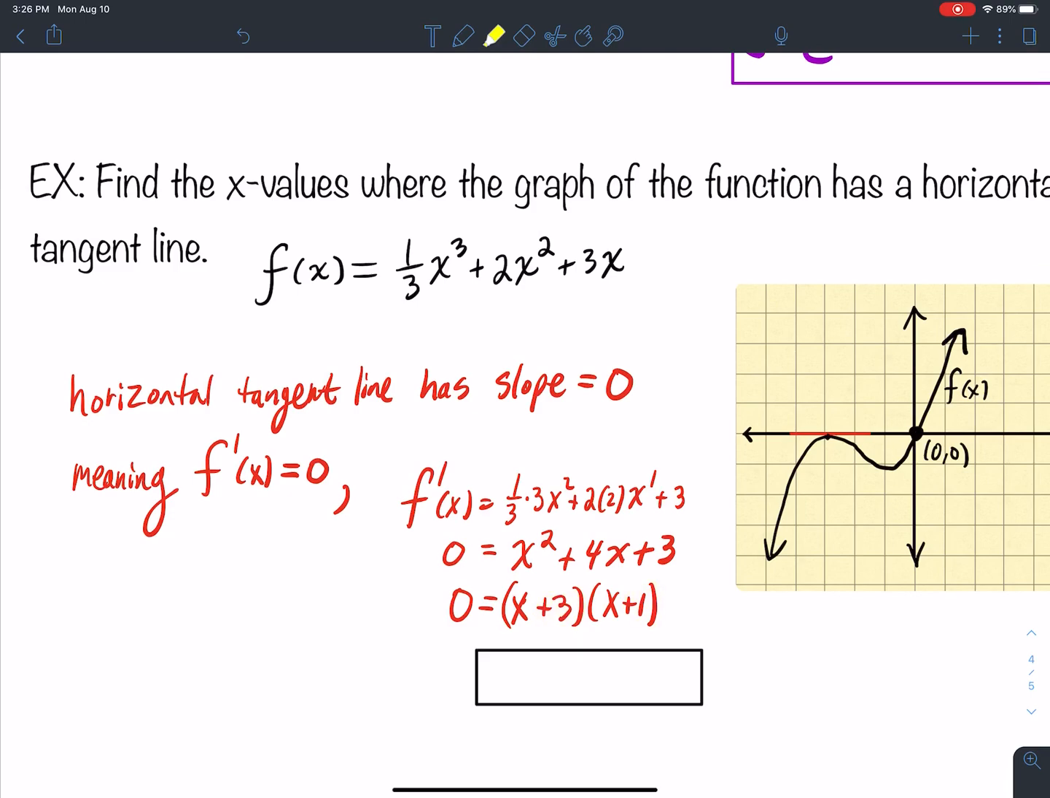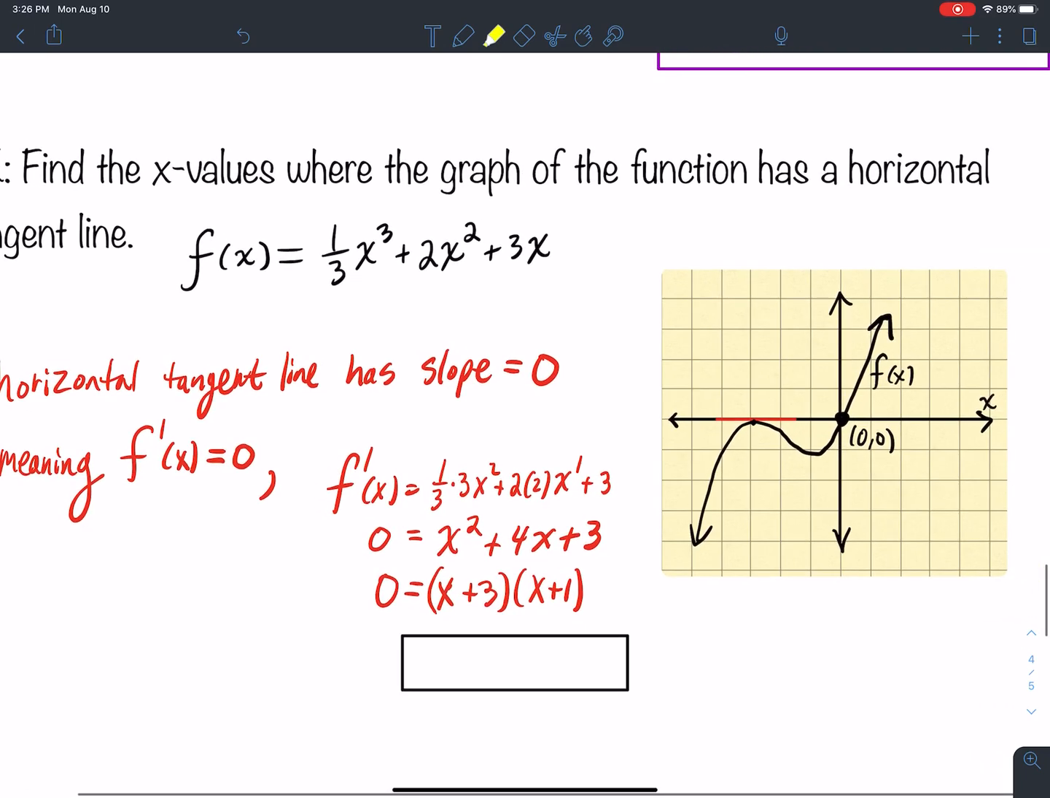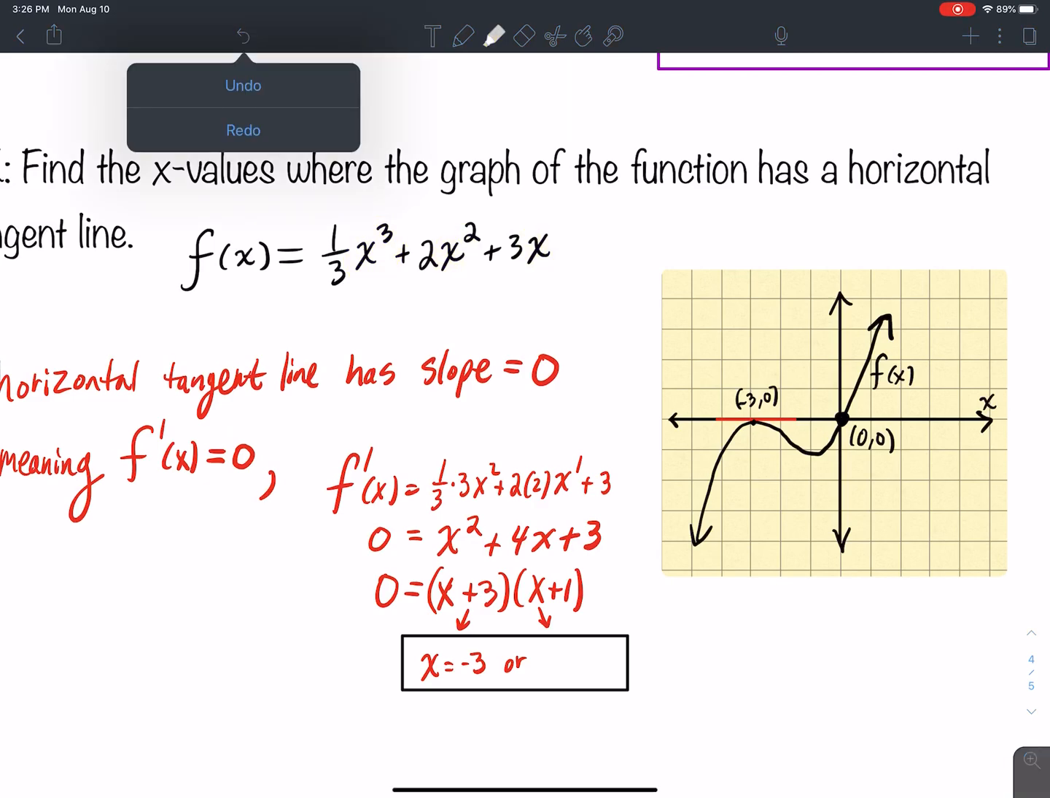And so what I do here to find the x value is I set each of these pieces equal to 0. I solve for x, I get x is -3. And at -3, we're right here for an x value. The output, if I plug a -3 in for f, my output is 0. And so the slope of that tangent line right there is clearly 0.